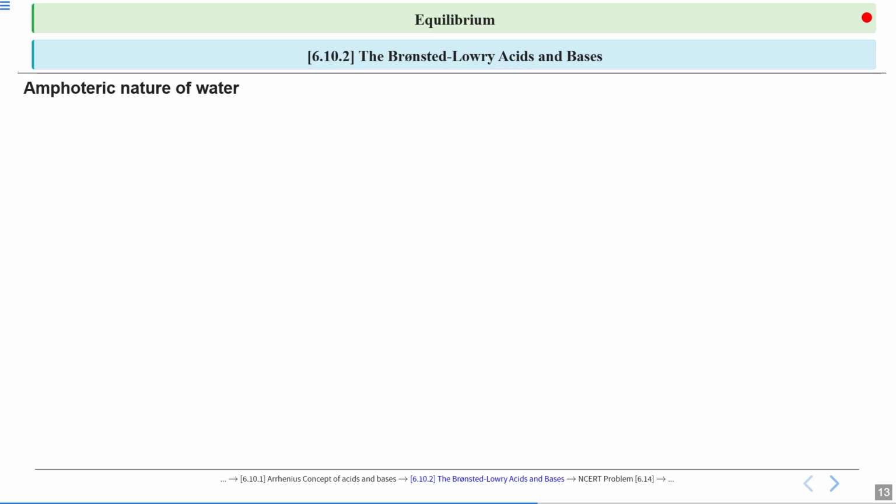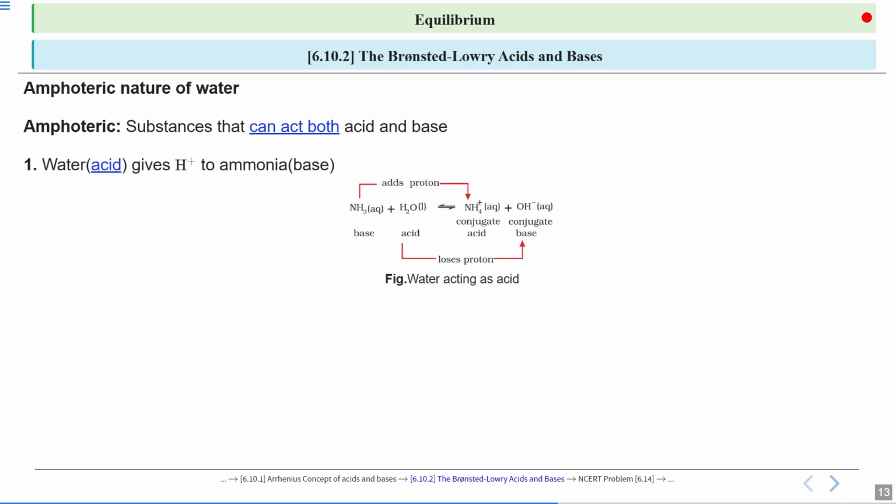Moving on to the next, which is the amphoteric nature of water. What is the meaning of this? You have seen water in the previous reaction acting as an acid. But this substance has a very unique nature of acting as both acid and base. So we call water amphoteric, because amphoteric is the definition for those substances that can act both as acid and base. We can take some examples.